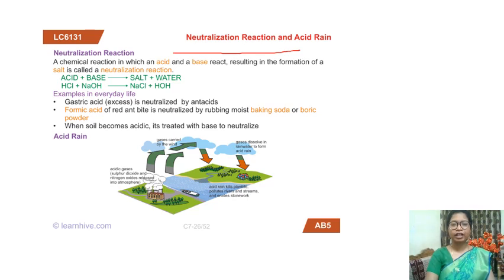Now, what is a neutralization reaction? A neutralization reaction involves the reaction of an acid and a base, and it forms salt and water. We will be studying an example in detail. What are the daily life examples of neutralization reaction? The gastric acid present in our stomach, when we have excess acid, is neutralized by certain antacids. And formic acid of a red ant bite is neutralized by rubbing moist baking soda or boric powder. And when soil becomes acidic, it is treated with a base to neutralize it.